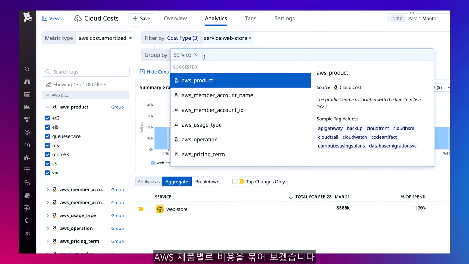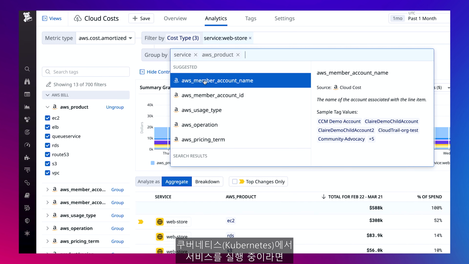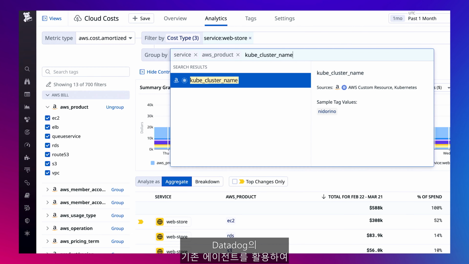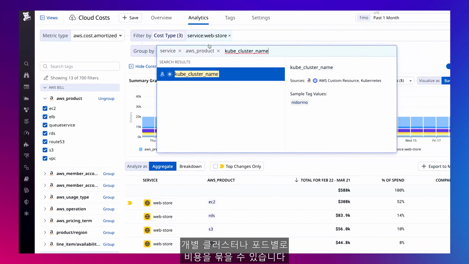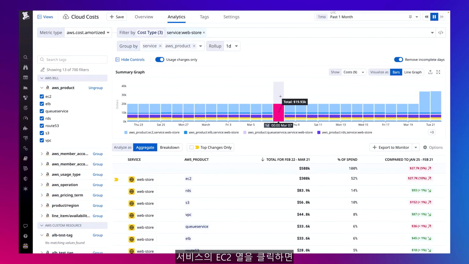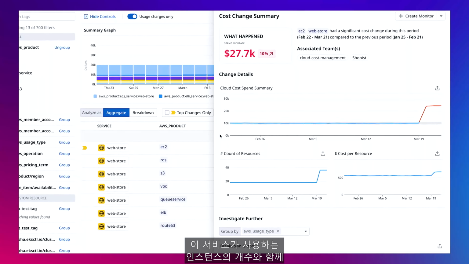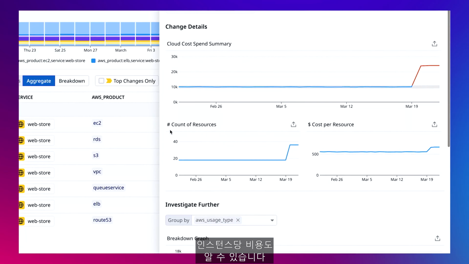I'll group my costs by AWS products, and if my service were running on Kubernetes, I could also group costs down to the individual cluster or pod by leveraging Datadog's existing agents, no additional agent installation required. By clicking into the EC2 row for my service, I can get more granular information to confirm how many instances this service is using, along with its cost per instance.